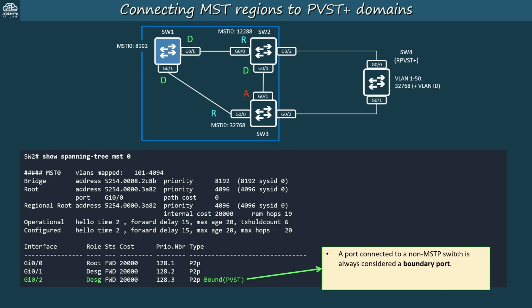But it's different when connecting to switches that don't run MSTP. All ports connected to non-MSTP switches are boundary ports. PVST, in parentheses, means the PVST simulation mechanism is running on the port. This allows switch 2 to interact with switch 4 in a way switch 4 understands. We'll explore how PVST simulation works throughout the rest of this video.